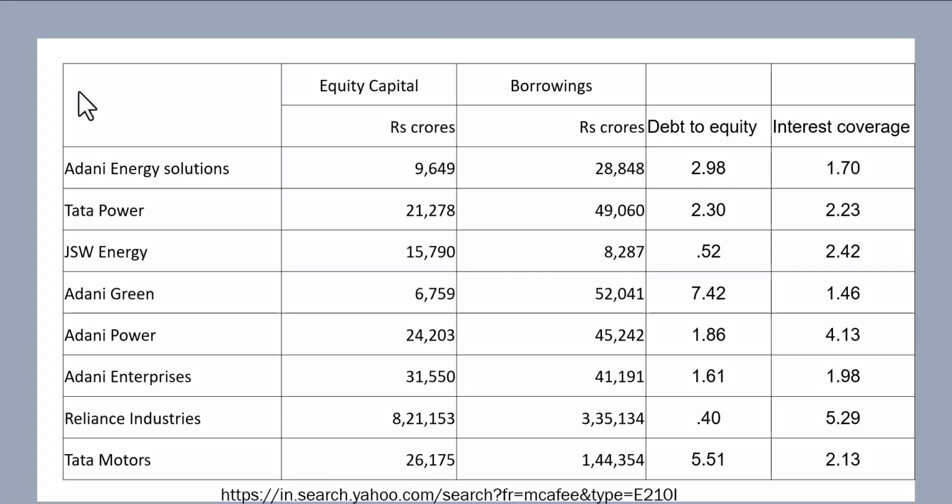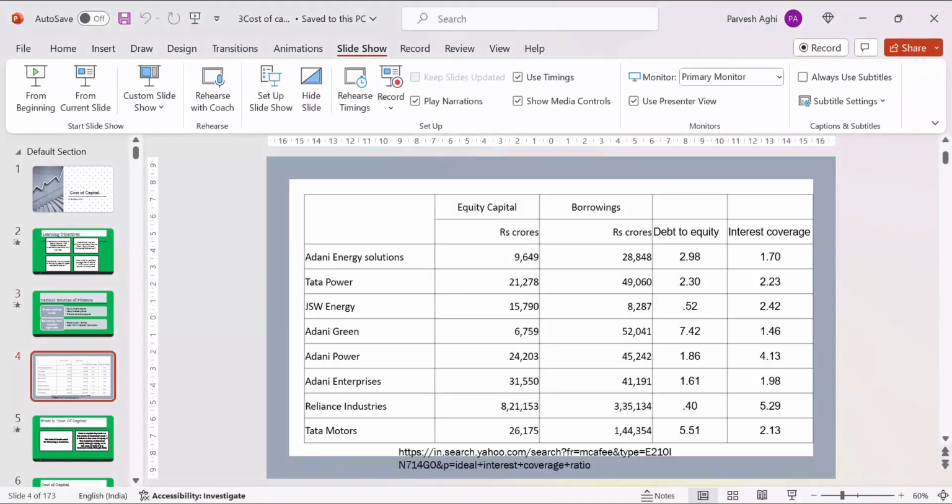Any company which is less than 3 is considered to be not in a very good situation. The thumb rule is that it should be more than 3 to 4. Okay, fine. So if you look at all the companies, only Adani Power has 4.3. Though it has a good amount of leverage, beyond that, only Reliance has 5.29. Is that okay? So how is it calculated? We can just go back and see.